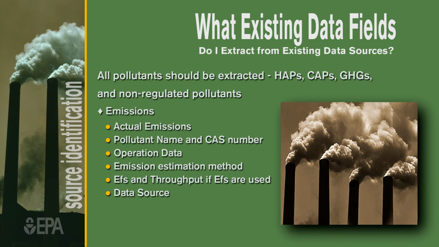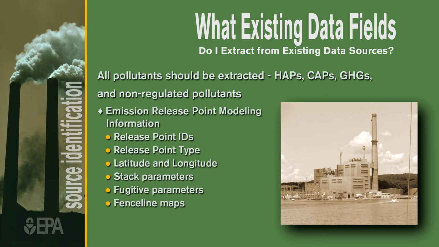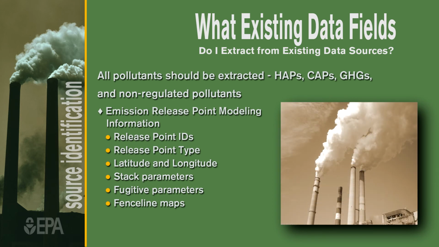And as we talked about earlier, on this list of data elements for our quality assurance, we particularly need to look at the emission release point data fields: the latitude, longitude, the stack and fugitive parameters, the fence line maps, and the emission release point type.